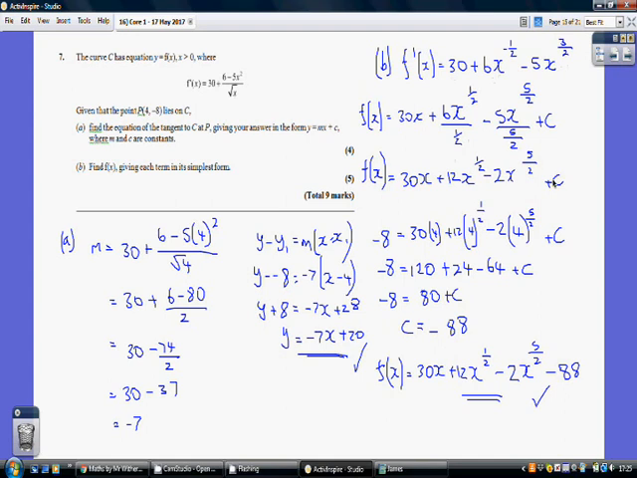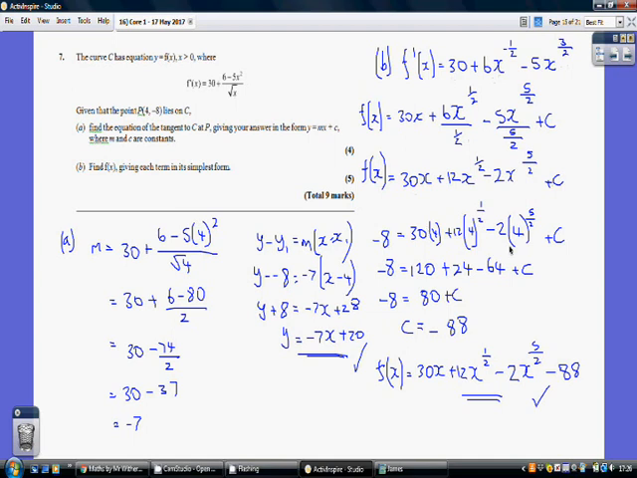Now, there's going to be a couple of marks going for finding out what c is. In order to do that, we're going to substitute in a point on the line, which is 4, minus 8. So we know when x is 4, y is minus 8. So I'm substituting 4 in where x is, and minus 8 where f of x, where y is. So that's minus 8 equals that there.